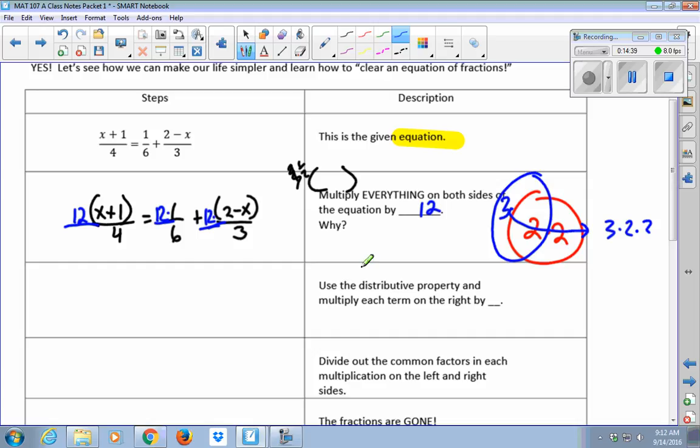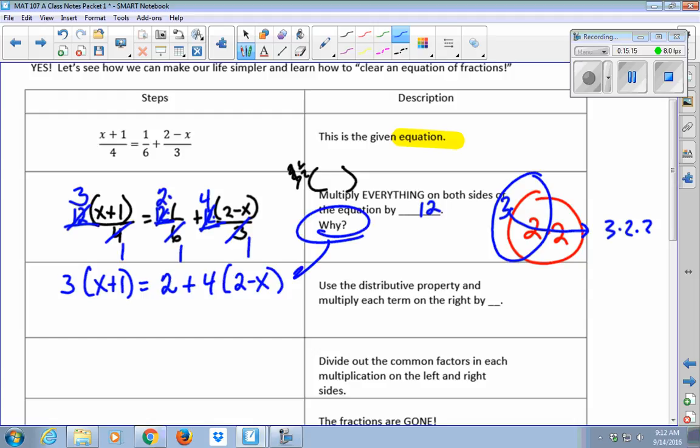Okay. Now, why do I do this? I do this because right now I can get rid of those fractions. I can get rid of those denominators right now. 4 goes into 4 once, 4 goes into 12 3 times. 6 goes into 6 once, 6 goes into 12 2 times. 3 goes into 3 once, 3 goes into 12 4 times. So right now, this becomes 3 times x plus 1 equals 2 times 1, which is 2, plus 4 times 2 minus x.